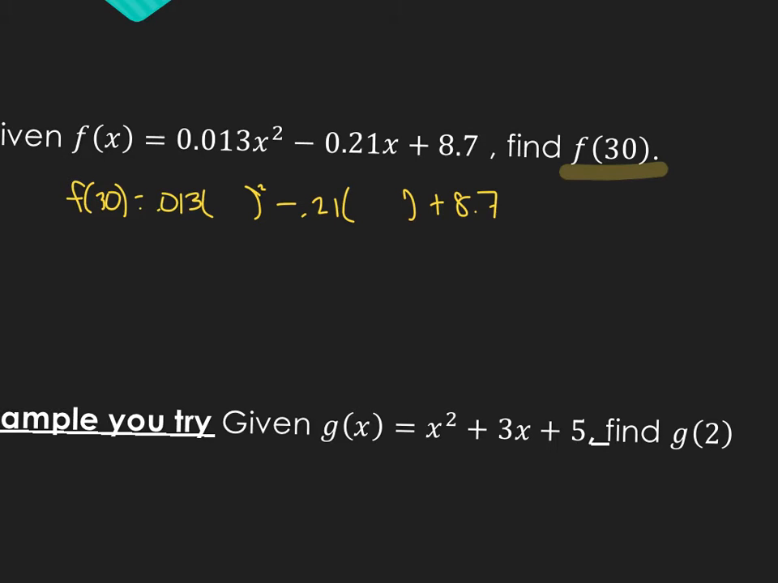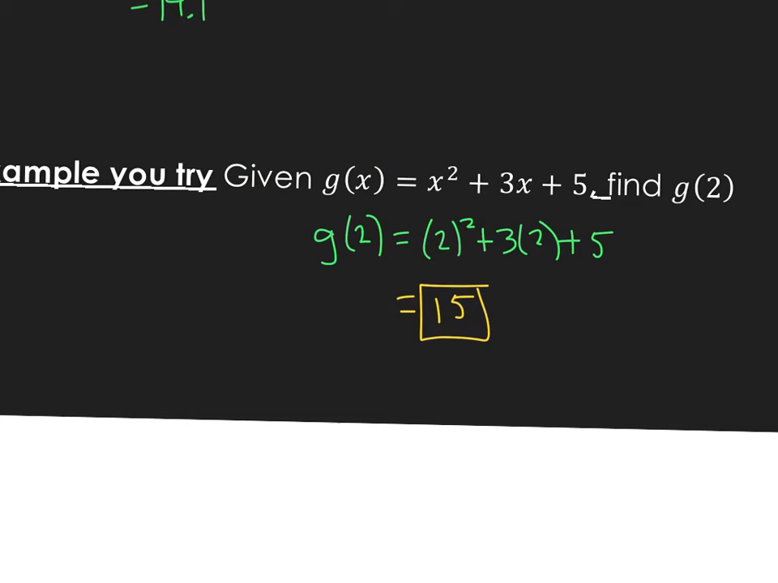Okay, so for some students, it may be easier for them to look at our function without the x's, and then we insert what we were replacing x with. Now, because we're working with some gross decimals here, I would suggest that you use a calculator and type it in exactly like you see. Hopefully you get 14.1. Okay, so now I want you to take a minute or two and try the example you try. Hopefully you found your answer for that example you try to be our function evaluated at 2 equals 15.